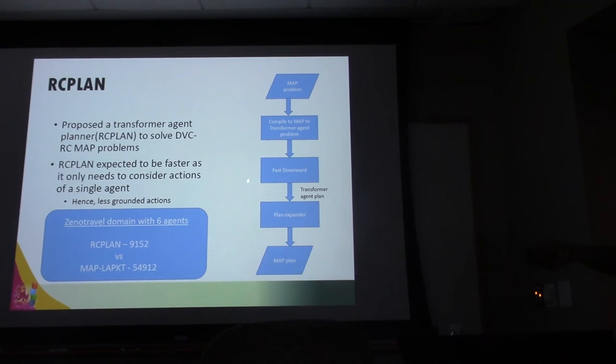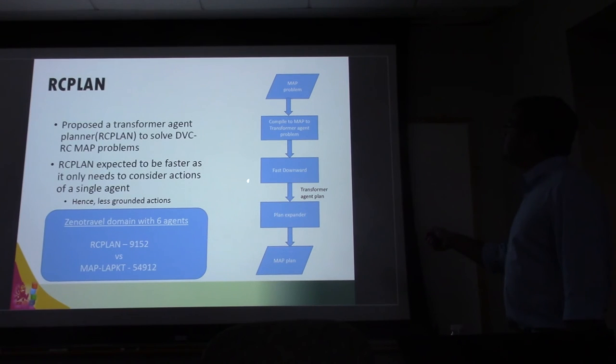We know this is only applicable to DVC-RC problems. So we've proposed a planner. This is a centralized multi-agent planner called RC-Plan, which makes use of this concept to simplify planning problems. What it does is it takes an original multi-agent planning problem, compiles it into a transformer agent problem, and solves this problem, which is very easy to solve now because it's a single agent, and then expands it later.